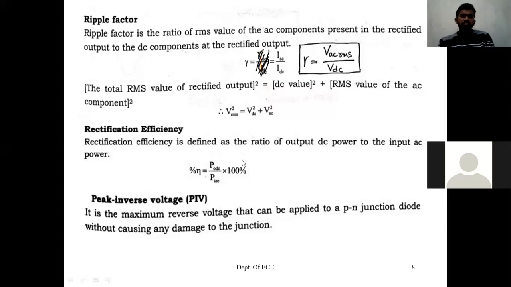Meaning, does the rectification efficiency need to be as high as possible or as small as possible? This efficiency has to be as high as possible. Let us say the rectification efficiency is 80%, meaning what? If I give 100% AC input, I am able to convert 80% to DC. Only 20% of the AC power is wasted. So the higher the rectification efficiency, the better the rectifier output.